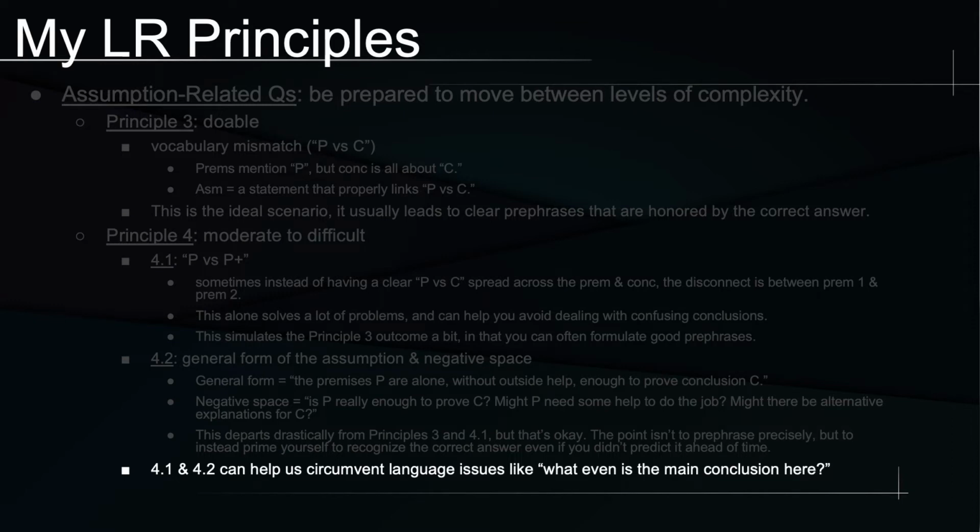But Principles 4.1 and 4.2 both kind of get around that by not really focusing so much on the premise versus conclusion distinction, but more so on the disconnects between a certain set of concepts in one part of the argument versus a certain set of concepts in another part of the argument. That's kind of the strength of putting 4.1 and 4.2 together.